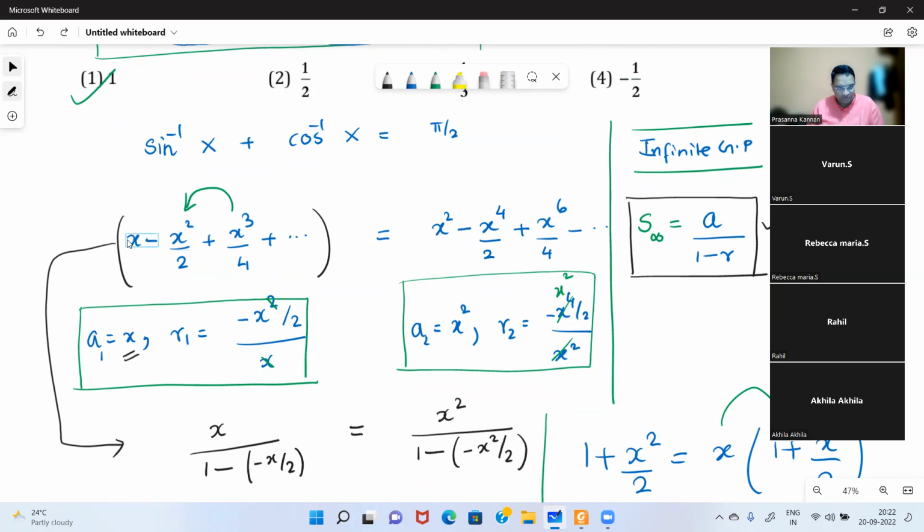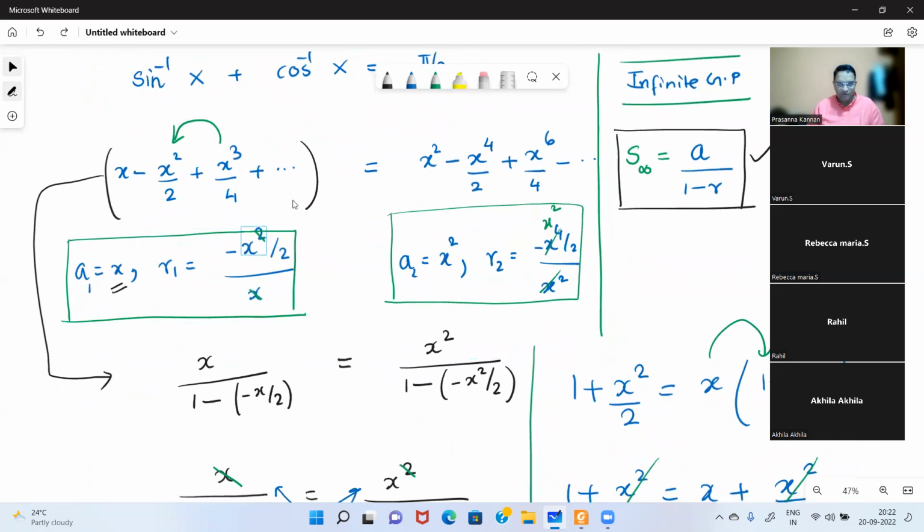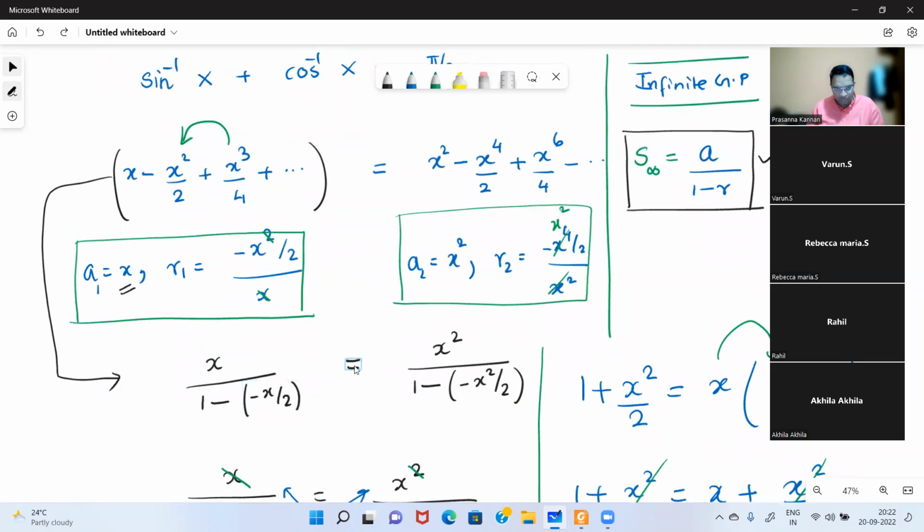Second term by first term you do, or third term by second term you do, you'll get the same thing, minus x divided by 2. Here a is x square, r is second term by first term, it's minus x square by 2. So the sum up to infinite terms will be a divided by 1 minus r. Here a is x, so x divided by 1 minus of minus x by 2. Here it is x square divided by 1 minus of minus x square by 2.